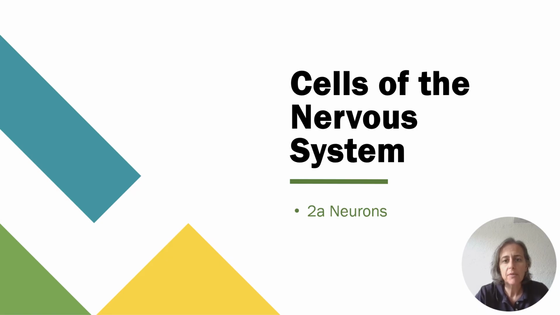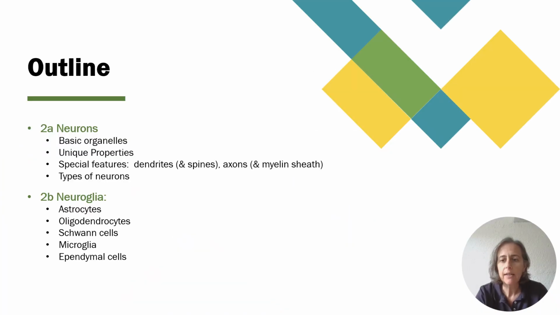So Lecture 2 is all about cells of the nervous system. On the first part, we're going to focus on neurons. So here's the outline for the entire lecture. Again, 2A, this first part, is all about neurons: their basic organelles, some unique properties, and some special features that we're only going to find in neurons, as well as a brief mention of the different types of neurons. And then 2B, the second part of Lecture 2, is going to be all about neuroglia, which are the other types of cells that we find in the nervous system.